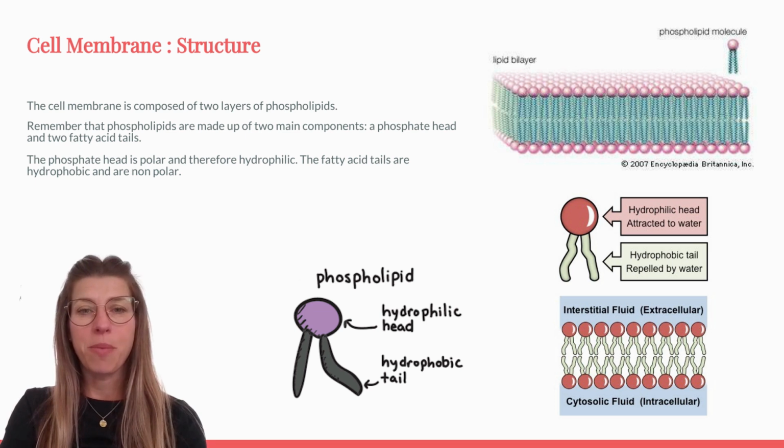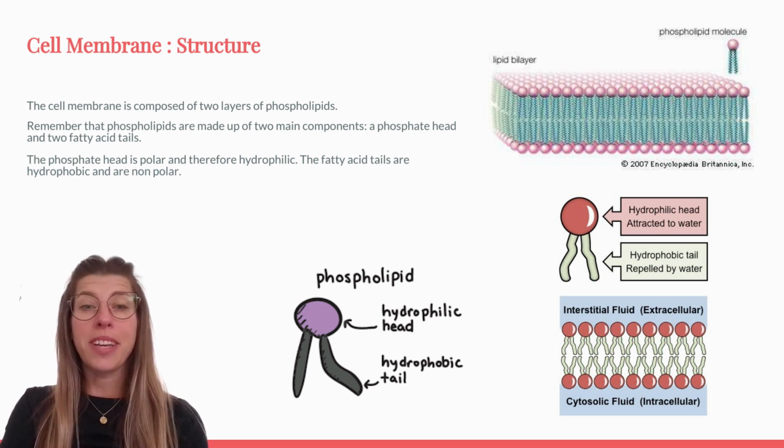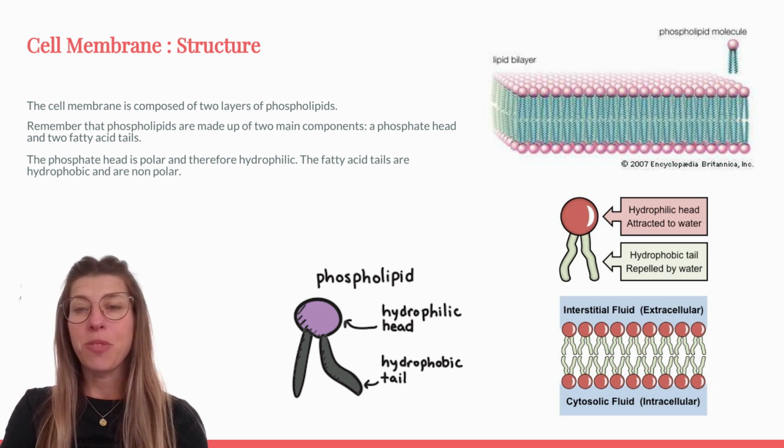So you can see the top layer has the phospholipid hydrophilic head pointing out. Let's say that this is the extracellular fluid outside of the cell. And then we have the hydrophobic tail that is pointing inwards. These are hydrophobic. They do not like water. They are non-polar in nature.